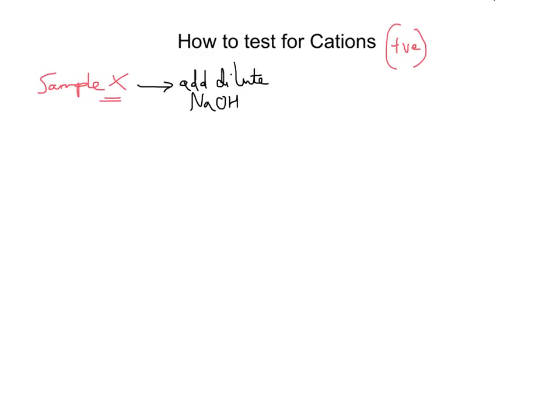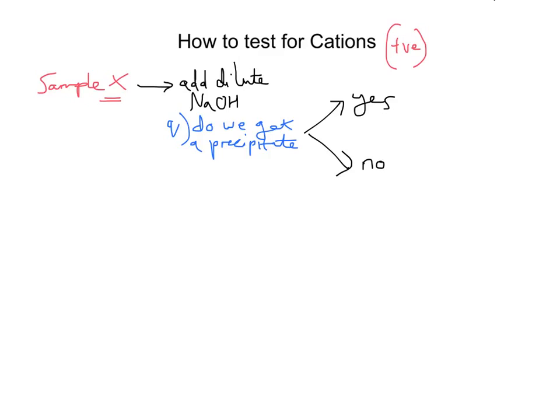So we're going to add dilute sodium hydroxide, and then we need to consider if a precipitate is formed. So the question we need to ask ourselves here is, do we get a precipitate? Now, if the answer to that is yes, then we follow one path, and if it's no, we follow another. Now, if the answer is yes, then we need to consider the colour. We want to know what colour that would be.